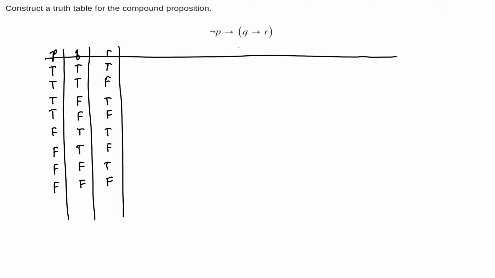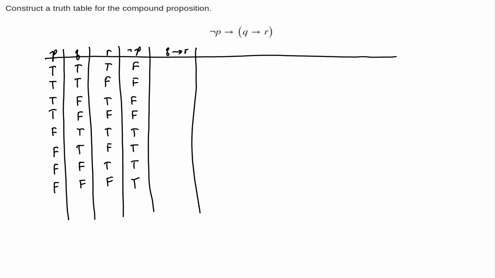Now, at this point, we need to build the compound proposition. So we're going to need a not P, a negation of P, and we're going to need Q arrow R. So not P, the negation of P, is just the column that has the exact opposite truth value of the column of P. So this one's going to be 4 F's and then 4 T's.